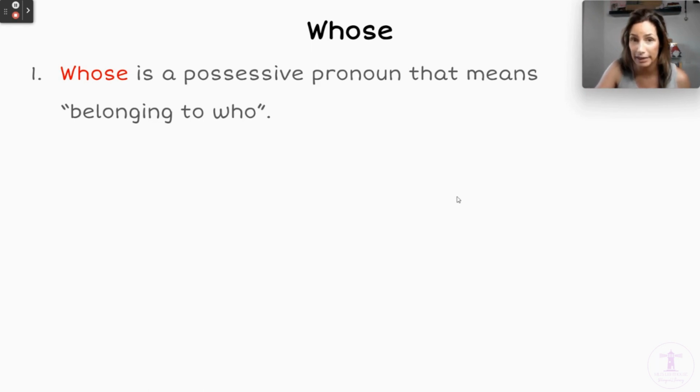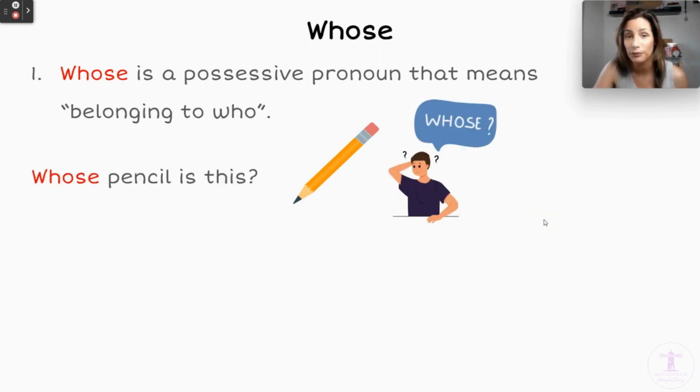Okay, and let's look at some examples, just one, and then we'll look at more. Here we have a pencil. There's a pencil. We don't know who it belongs to. So who does it belong to? And this little boy is thinking, whose pencil is this? Whose pencil is this? Or whose pencil is that? Notice there's a pencil and we want to know who it belongs to. ¿A quién pertenece? Who does it belong to? So we use whose. Whose pencil is this?